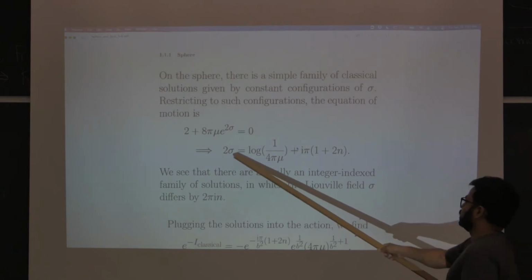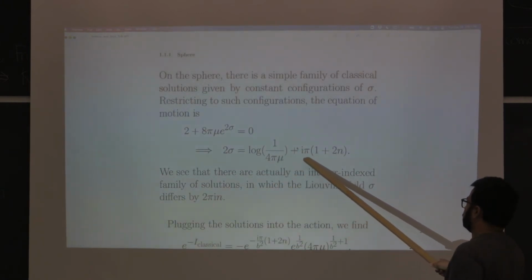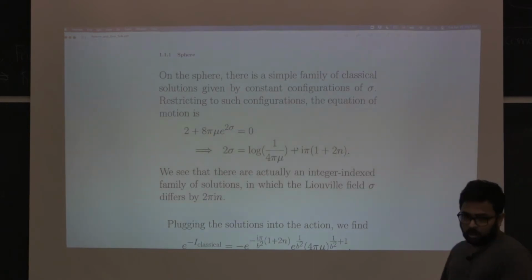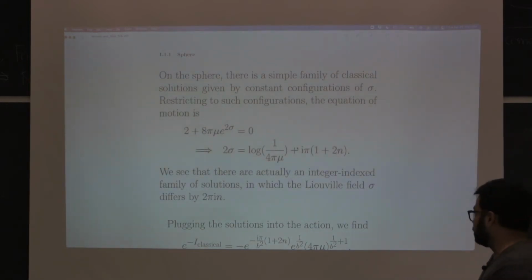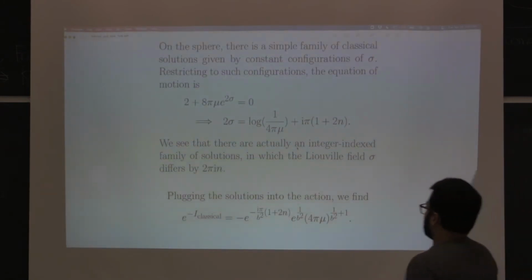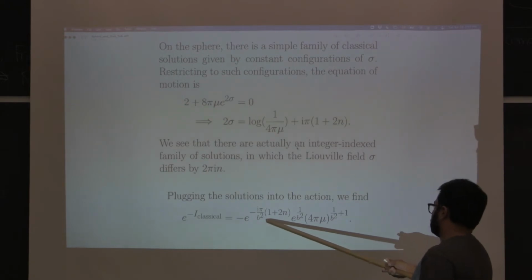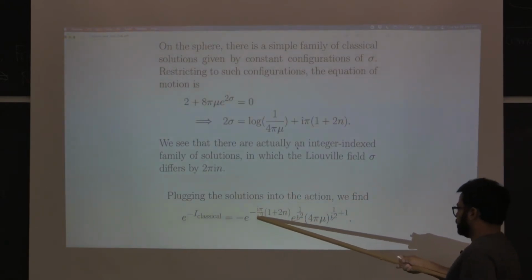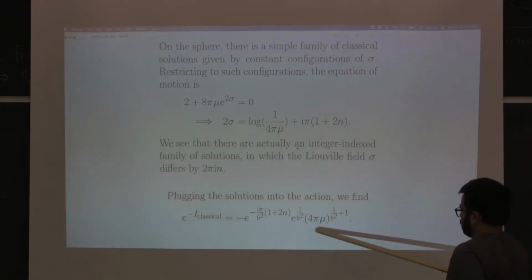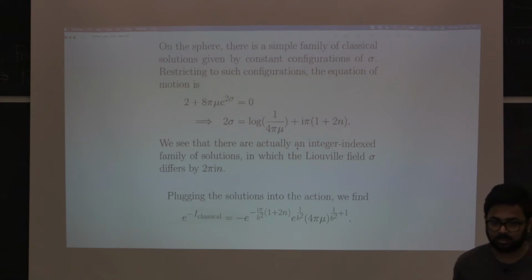So anyway, this is it. This is some log, and then there are shifts by i pi. So there's actually not one solution, but infinitely many solutions labeled by this integer n. You do the standard thing: you plug the solution back into the action, and you get this phase factor. This 1 over b squared is the large thing, and you have a concrete expression in terms of this.